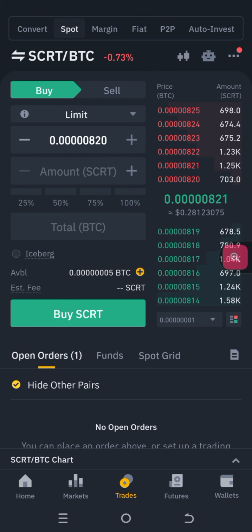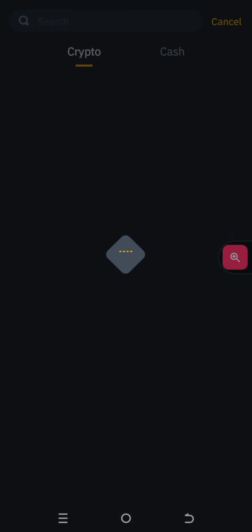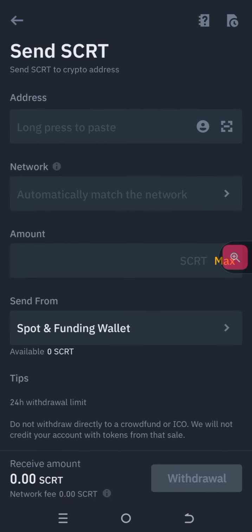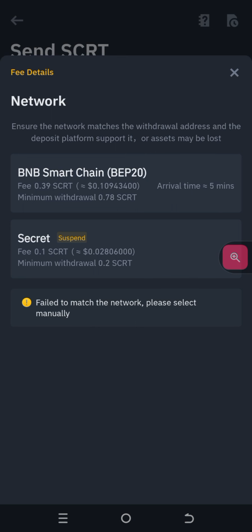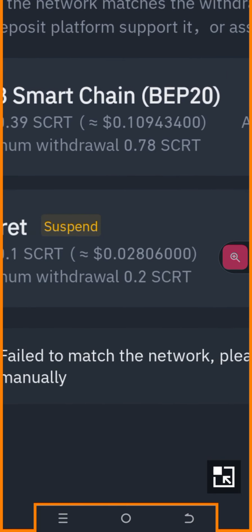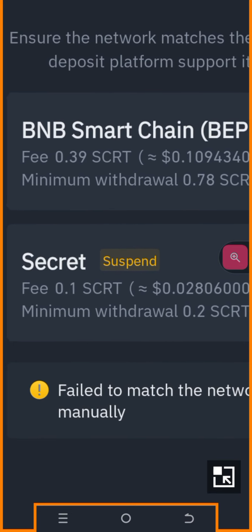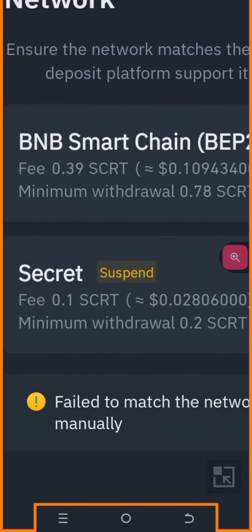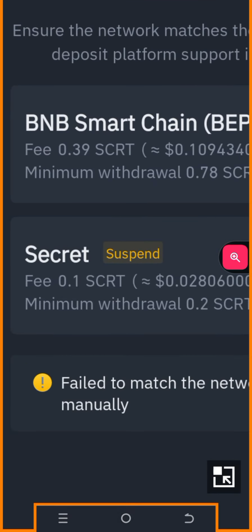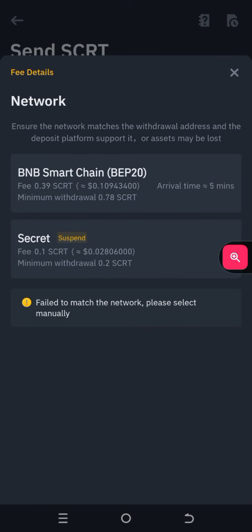Let's go and check the withdrawal, okay? Because the withdrawal is very important. We'll click on withdrawal. Let's search for SCRT. Click on Send by Crypto Network. And we want to check, what is the network? So we have two networks here. It has Secret Network, which is a very small amount to send, and there's BEP20 Network. Interesting. So the BEP20 network is just about 10 cents to send, right? But meanwhile, the Secret Network is suspended. Okay, let's go and check. Let's see whether we can send this over to KuCoin.